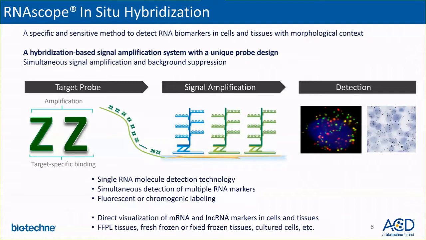This highly specialized system utilizes simultaneous signal amplification and background suppression methodology. RNAscope is compatible with a wide range of sample types such as FFPE, fixed frozen, as well as fresh frozen. RNAscope can be used to detect multiple mRNA targets using one tissue section.